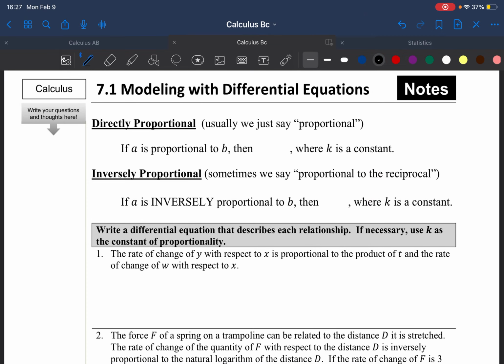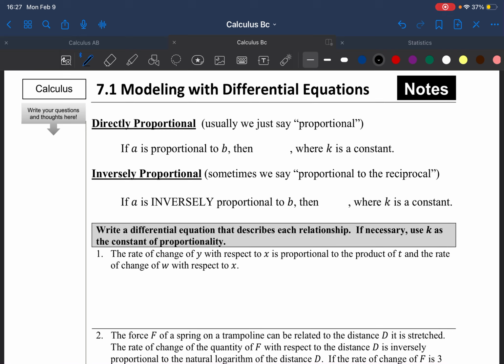Okay, 7.1, modeling with differential equations. So this unit is all about differential equations. A differential equation is an equation that connects a function with its rate of change, so think derivative, and is used to describe that change over time and space.